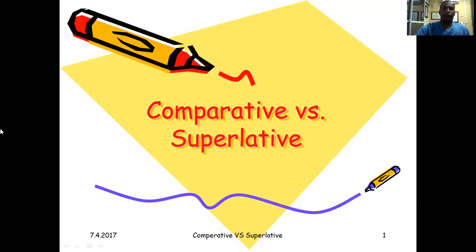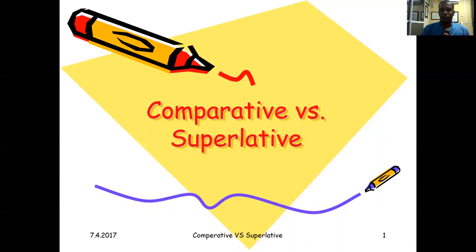The comparative and superlative adjectives. Dear students, comparative adjectives are used to compare differences between two objects. They modify, for example, larger, smaller, faster, higher. They are also used in sentences where two nouns are compared.